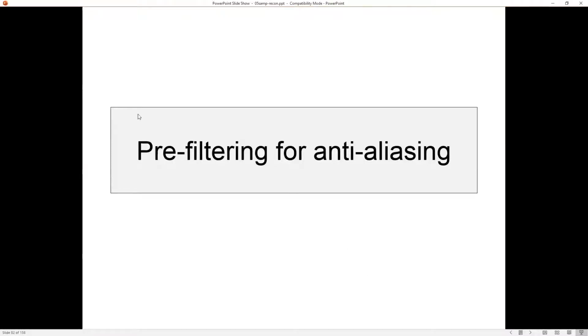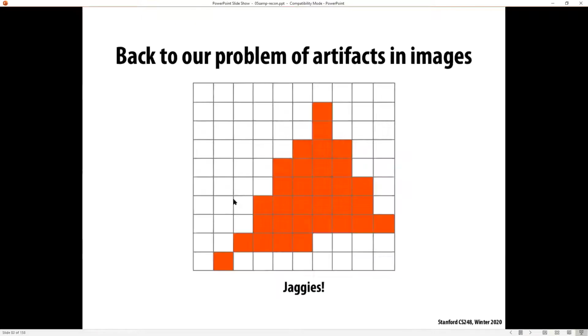Pre-filtering for anti-aliasing. I want to draw your attention to this pre-filtering word because it's easy to glom on the anti-aliasing. We're going to try to do some filtering to solve our problems in terms of the aliasing. Remember, the aliasing came from the sampling. So we're going to try to do something before filtering, before we do our sampling.